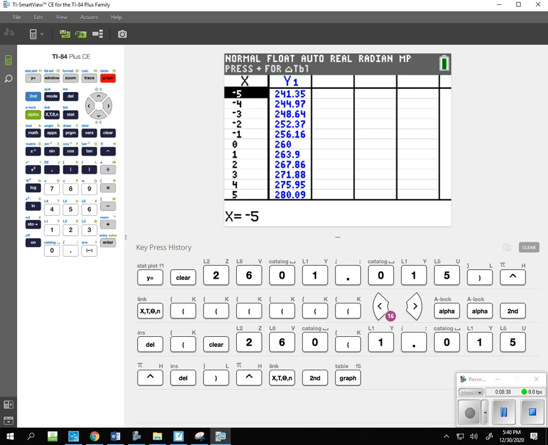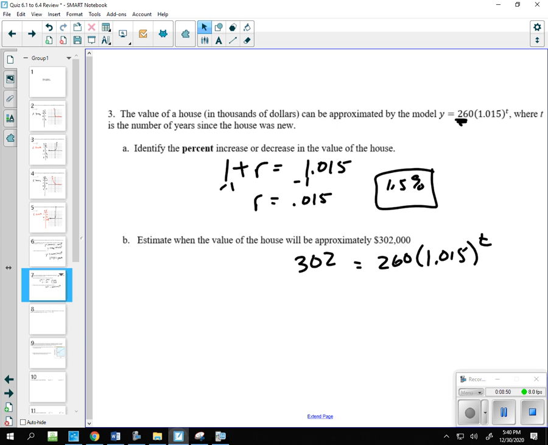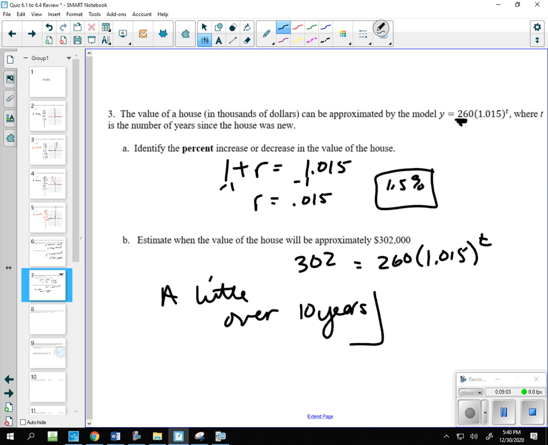I want to know how long is it going to take. So I'm going to have to scroll down here and see when it gets to 302. And it looks like just a little over 10 years. So if I was going to estimate when the value would be approximately 302,000, a little over 10 years. Next one.